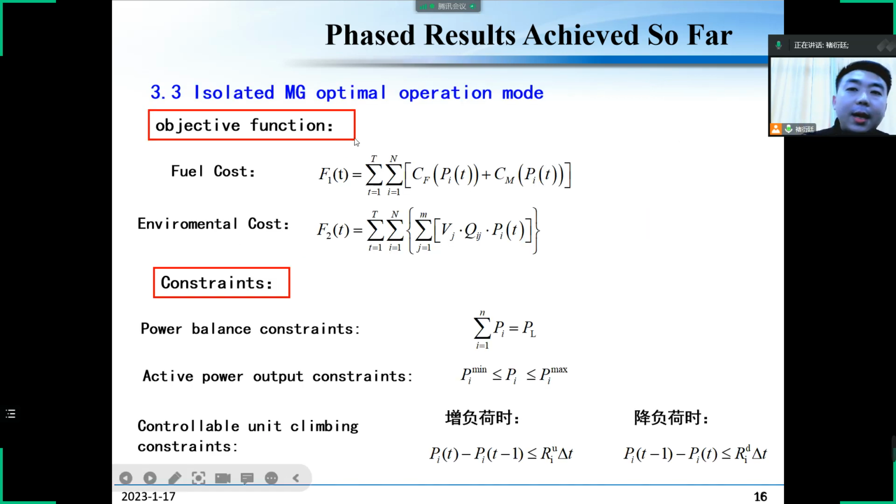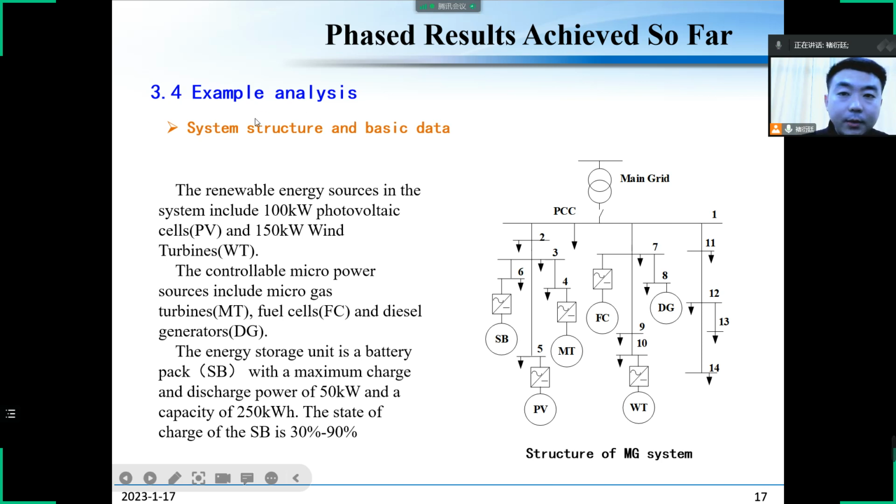And for the isolated microgrid optimal operation mode objective function, we also use two different functions, like the fuel cost and the environmental cost. And the constraints, we consider the power balance constraints, active power output constraints, and controllable unit climbing constraints. And the example analysis, this is the system structure, and we can get the basic data.